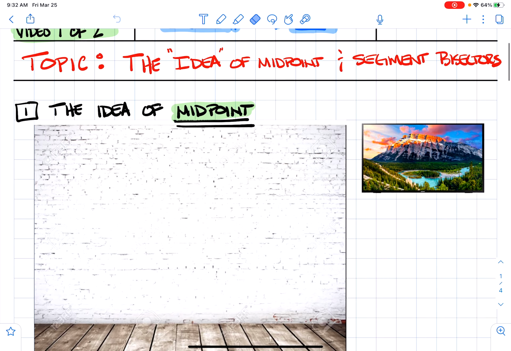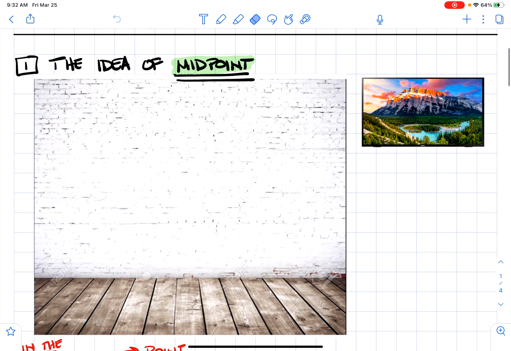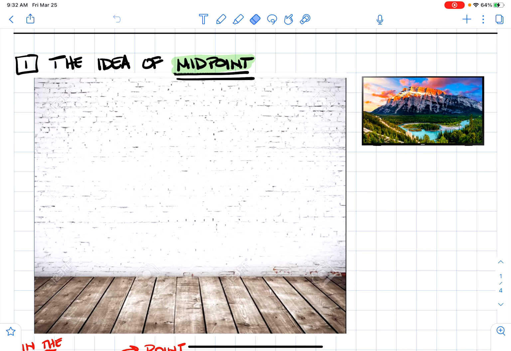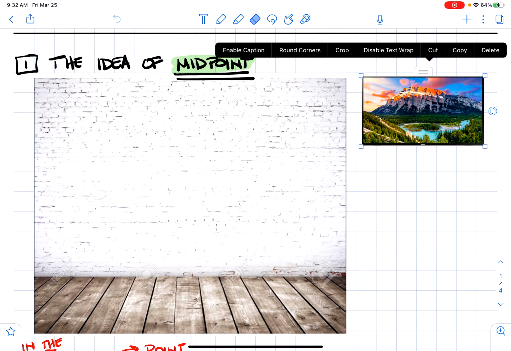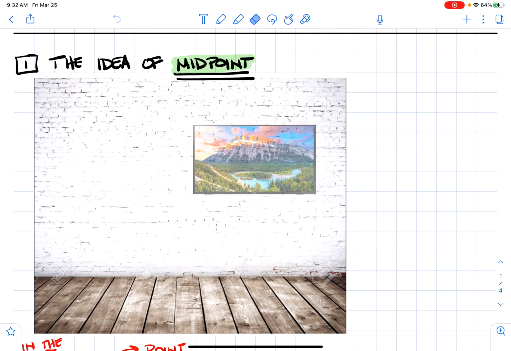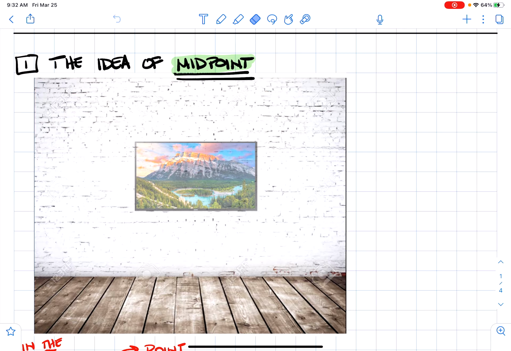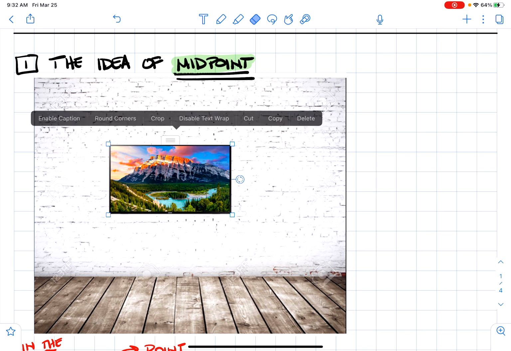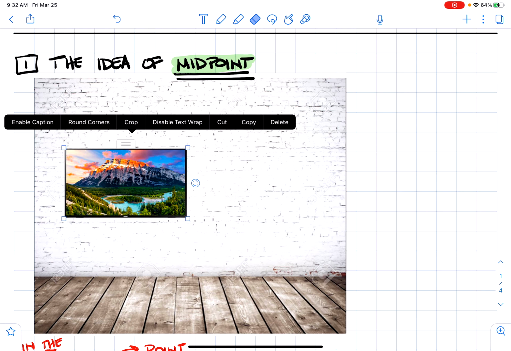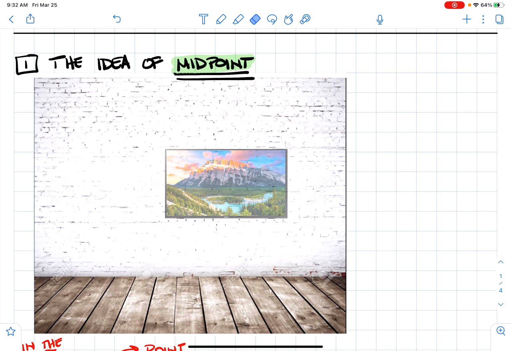So let's just begin with a practical example of understanding what the idea of midpoint is. Let's say you've got a wall in your house or your garage or something, and you're trying to hang a TV on that wall, okay? You want to put this TV in the center of the room. So how do you know exactly where the center is? Well, obviously this is not the center, and obviously this is not the center. So it's somewhere over here.